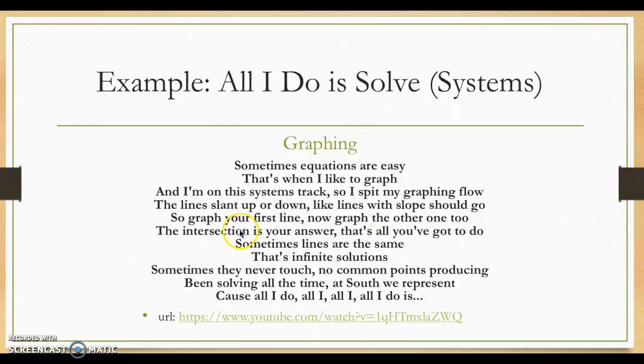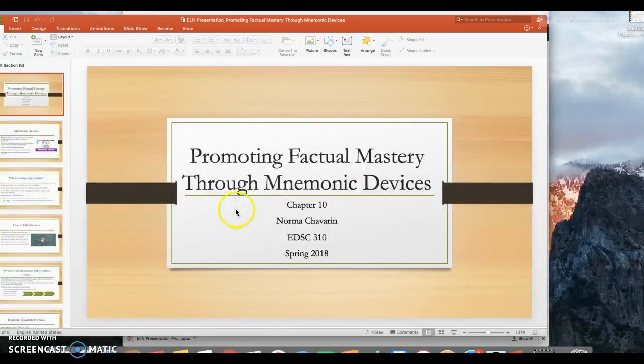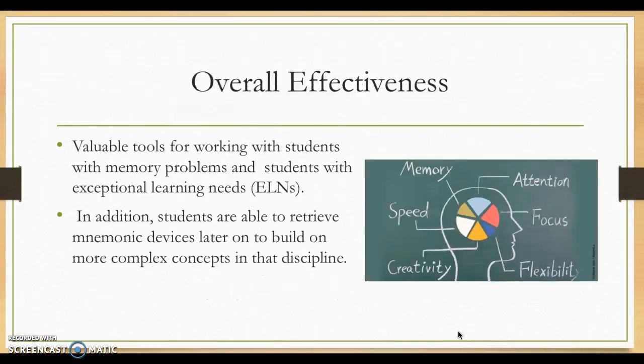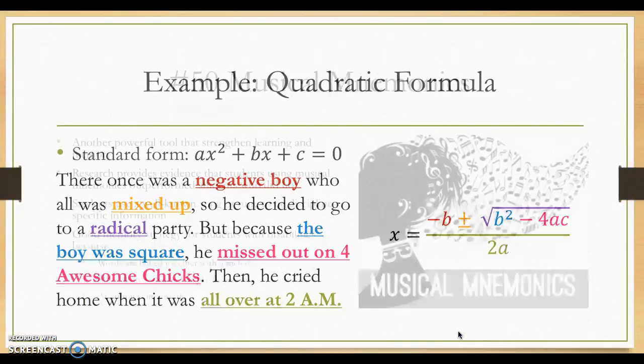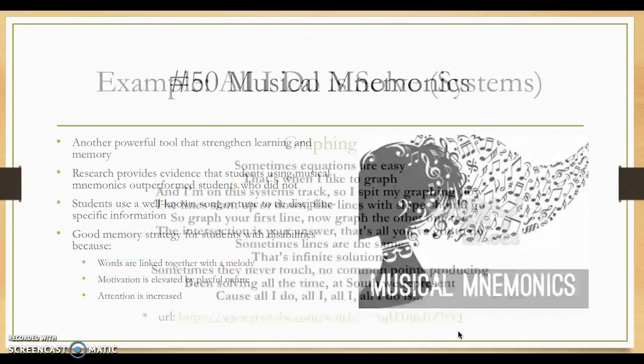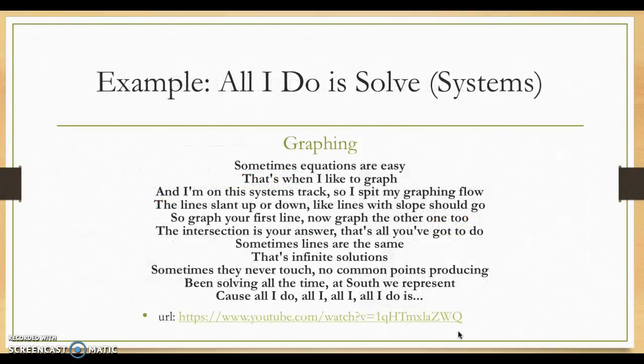The lyrics in the song that I want to focus on is the line: slants up and down, like lines with slope should go, so graph your first line, now graph the other one too. The intersection is your answer, that's all you gotta do. Sometimes lines are all the same, that's infinite solutions. Sometimes they never touch, no common points producing.